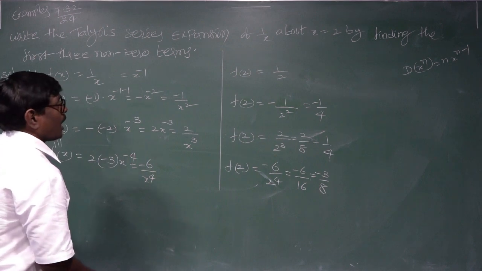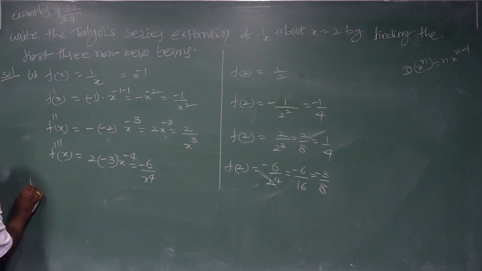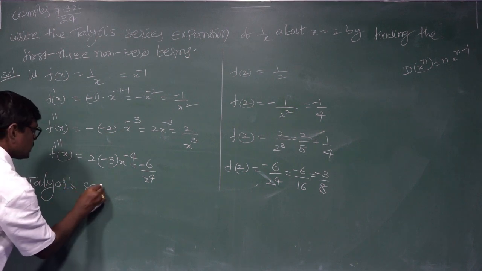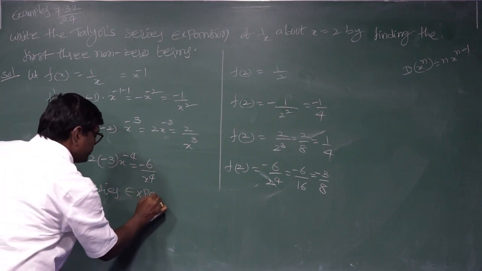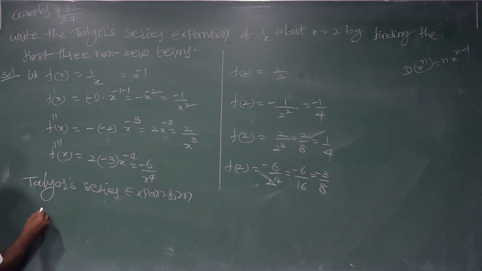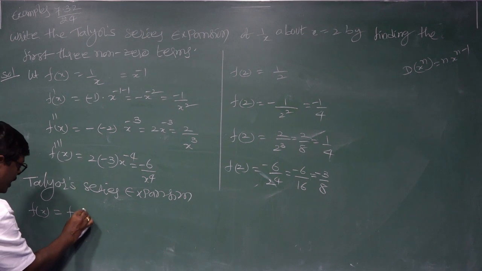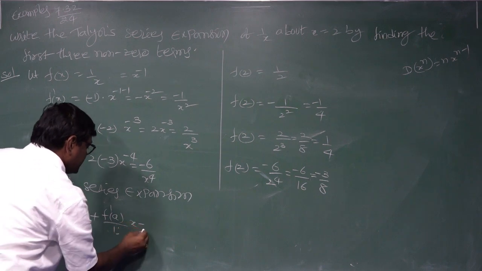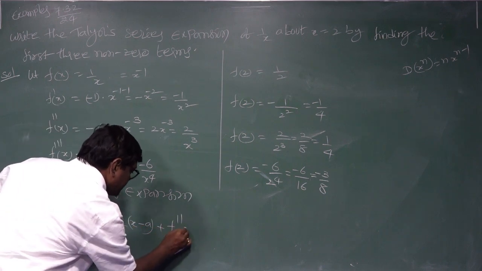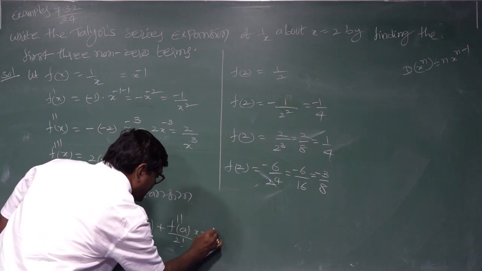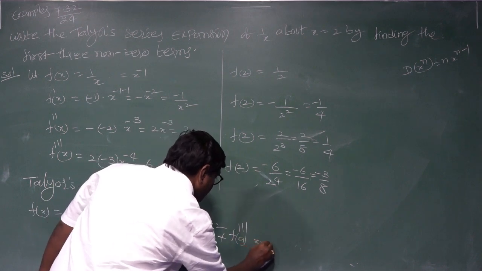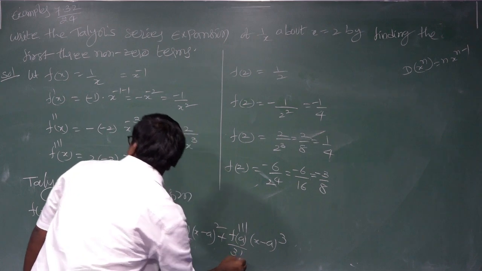Next it is Taylor's theorem, the Taylor series expansion. f of x equal to f of a plus f dash a by 1 factorial into x minus a, plus f double dash a by 2 factorial into x minus a whole square, plus f triple dash a into x minus a whole cube by 3 factorial, and so on.